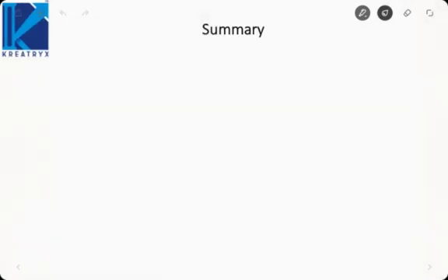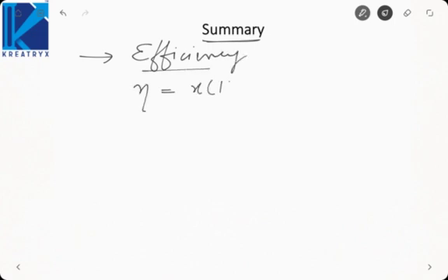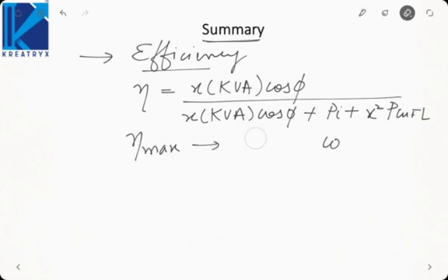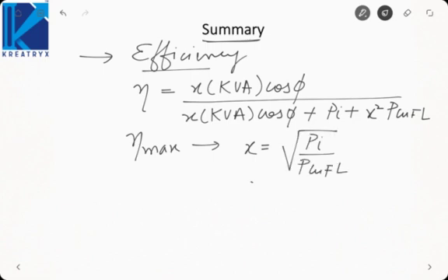So, let us summarize what we have covered in this lecture. We saw the two performance indices. First one was efficiency. We saw efficiency was equal to x kVA cos phi divided by (x kVA cos phi plus Pi plus x square PCU full load). And we saw efficiency is maximum at x equal to under root of Pi by PCU FL, for cos phi equal to 1, that is, unity power factor load.